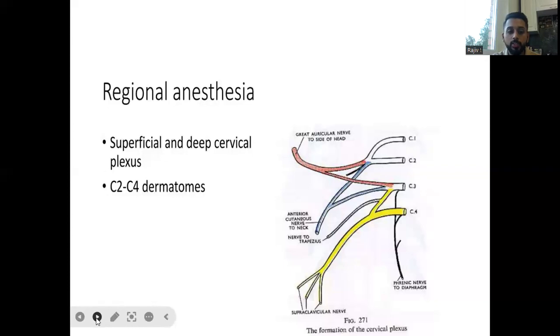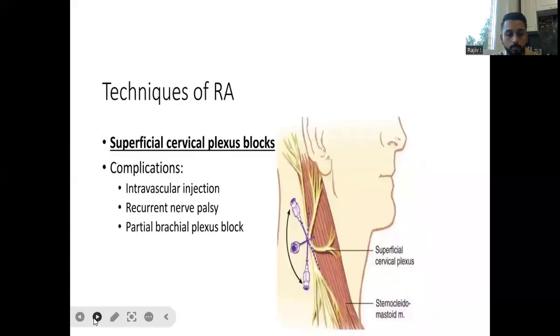Now, regional anesthesia, what we do is superficial and deep cervical plexus, we go for it. You can see the great auricular nerve, and also C2, C4 dermatomes. We go for that. Now, technique of RA is for a superficial cervical plexus block. What you do over here, you see in the 3 angles you have to go.